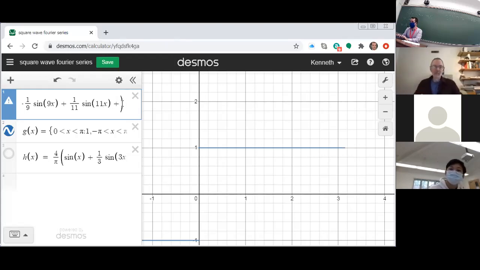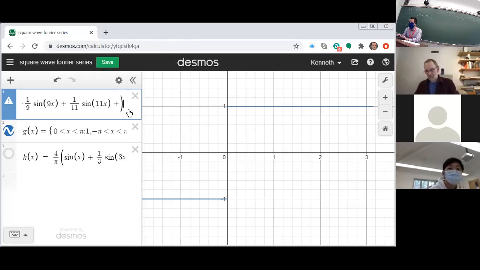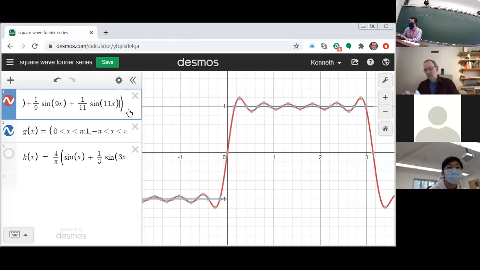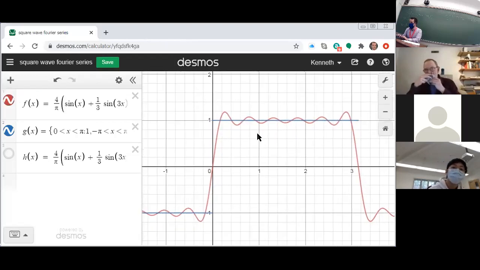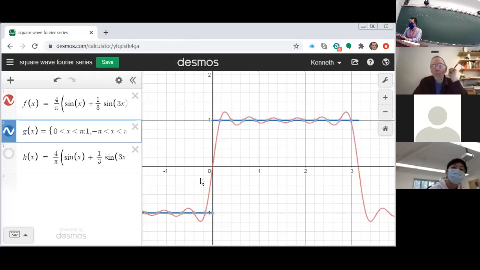Because we're getting a little bit further into the conversation, which is fine. Like this convergence. It's not quite correct to say that this Fourier series converges to your g of x, right?